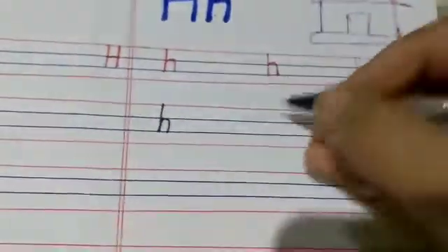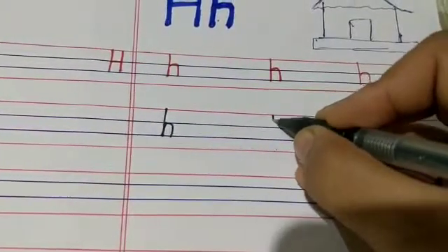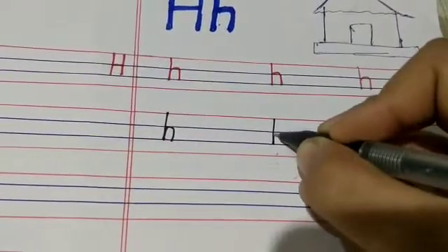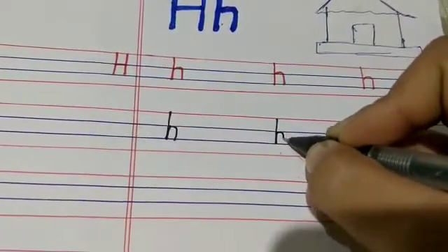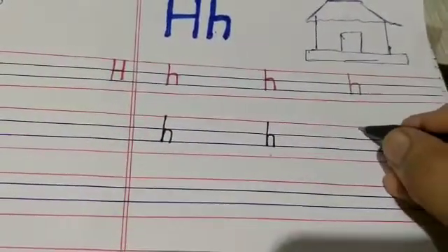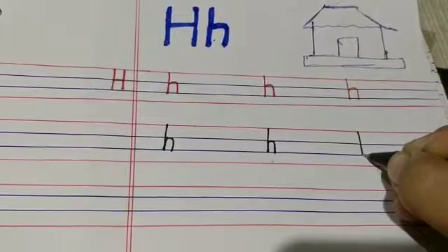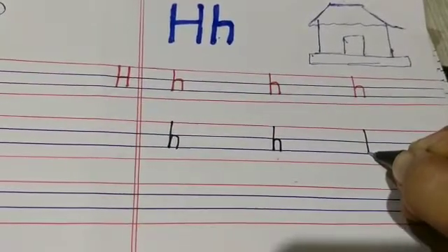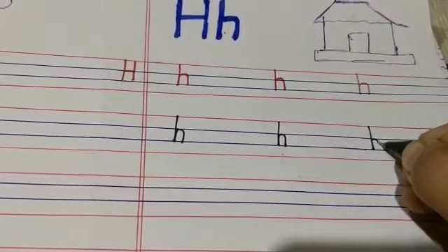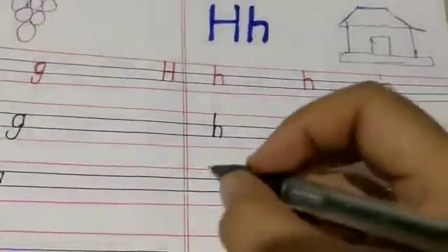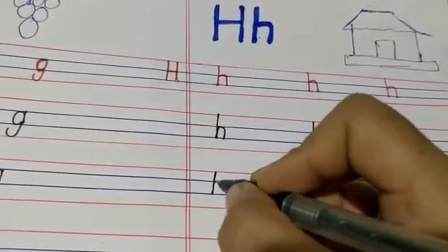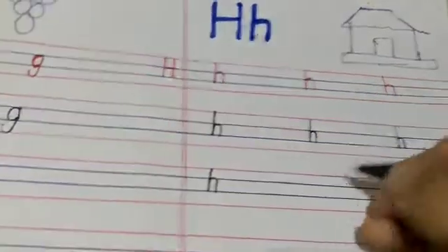downward curve line. We will start from the top red line, drag it downward to the bottom blue line, then again turn it and make a downward curve. Okay, we'll start from the top red line, drag it downwards to the bottom blue line, then again move back on that line and make a downward curve line. This is small h.